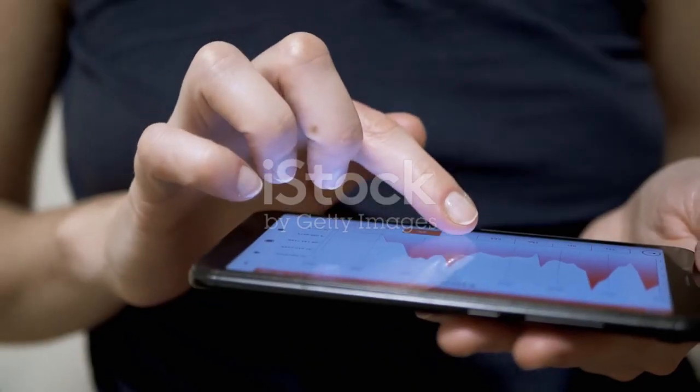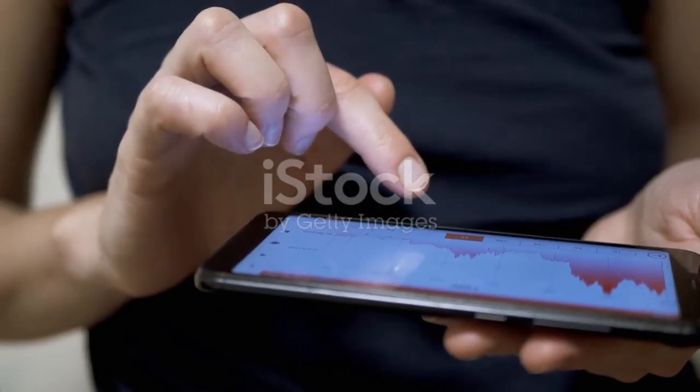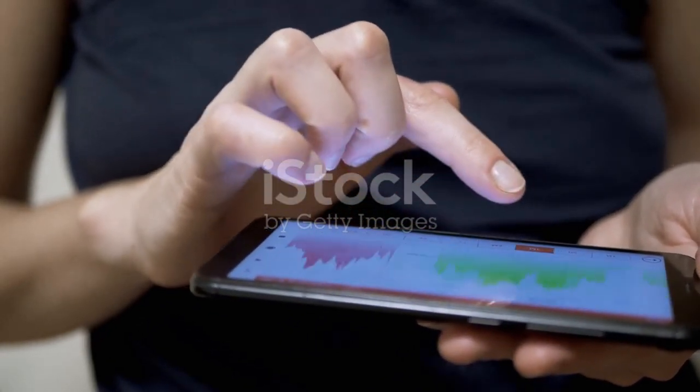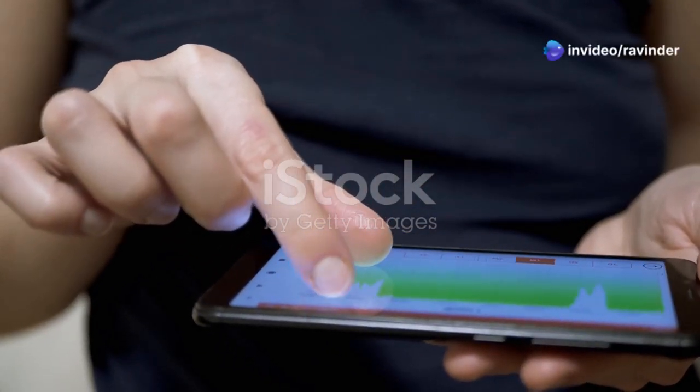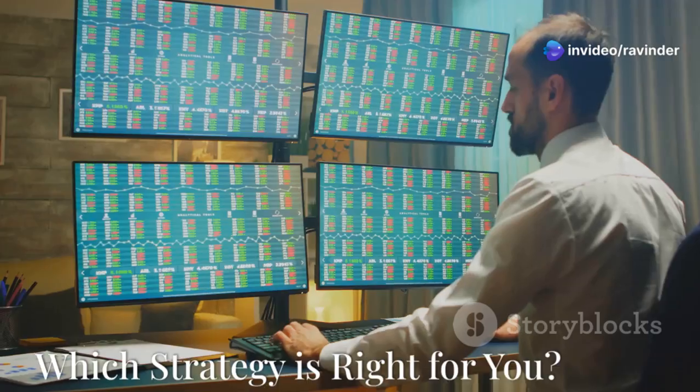The key is to learn the most common ones and understand how to interpret them in the context of the overall market trend. With practice, you'll be able to spot these patterns quickly and use them to your advantage in your trading strategy.